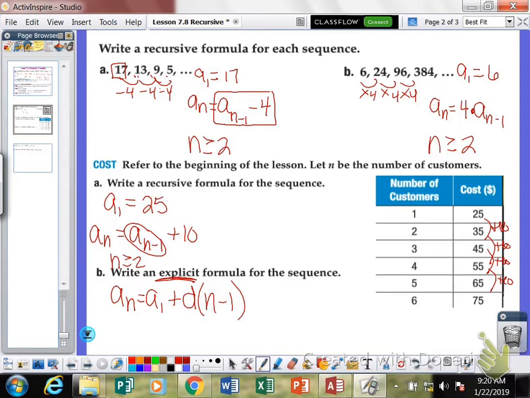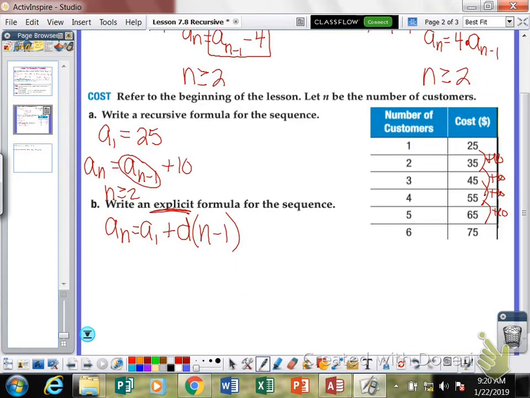And we learned this back in chapter 3. So now that I have that, I just substitute all my information. So any term, a sub n, is equal to a sub 1, which we know is 25, plus the common difference we knew was 10, times n minus 1. And then we keep finishing this out to simplify it.